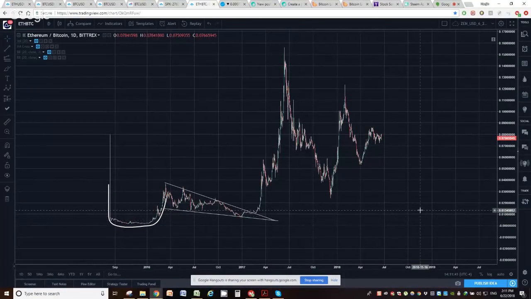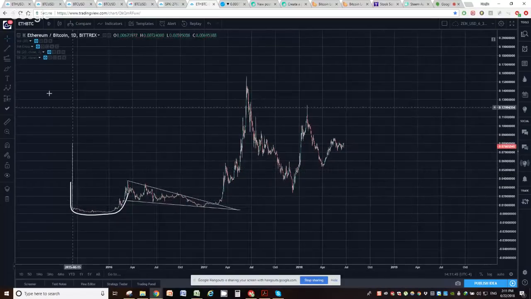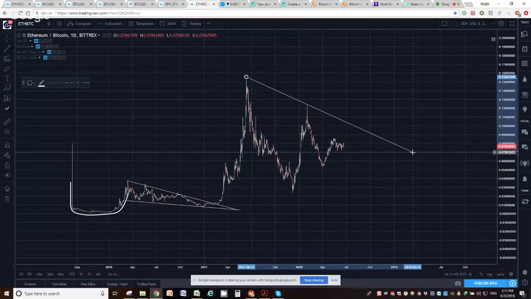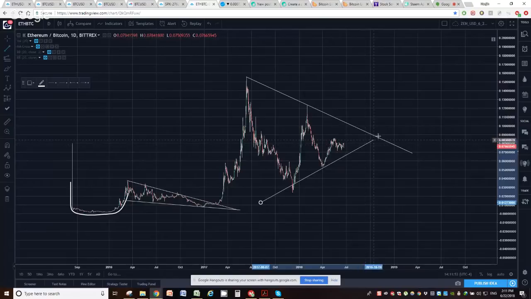Now, what's another pattern that I can see? Let's go towards here. If I draw a line across these tops, and then I do the same thing along here, let's say.